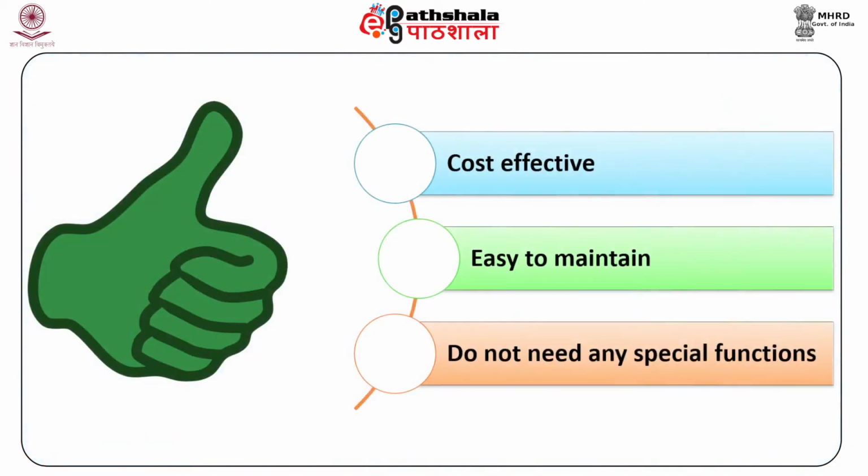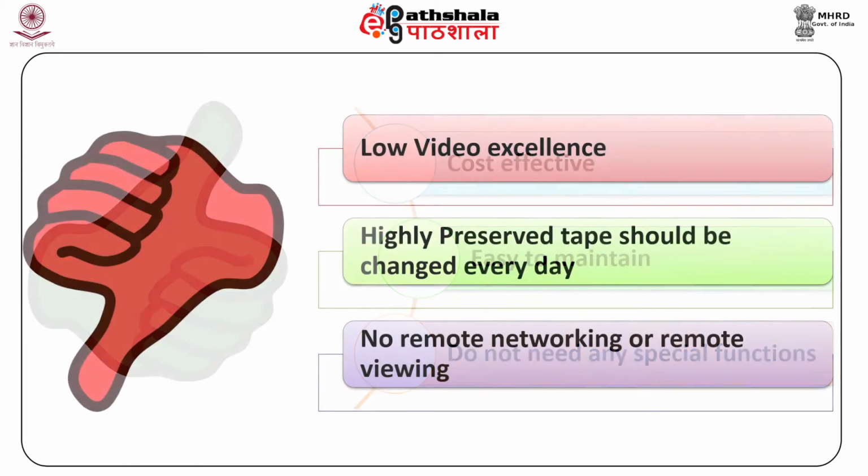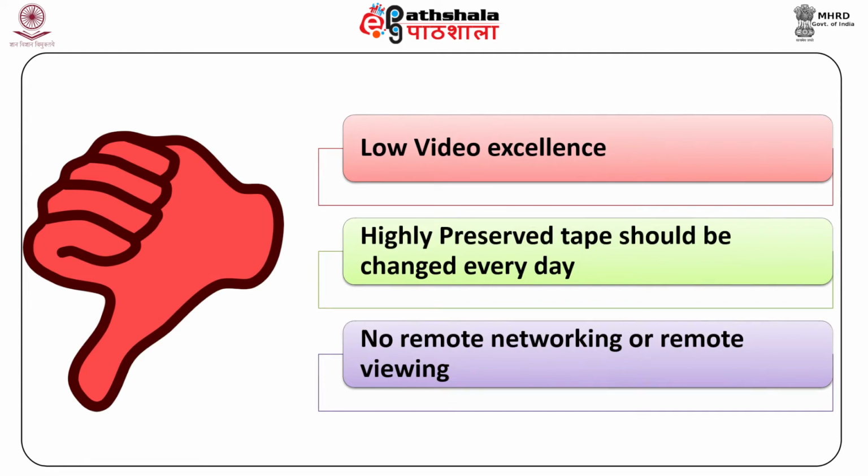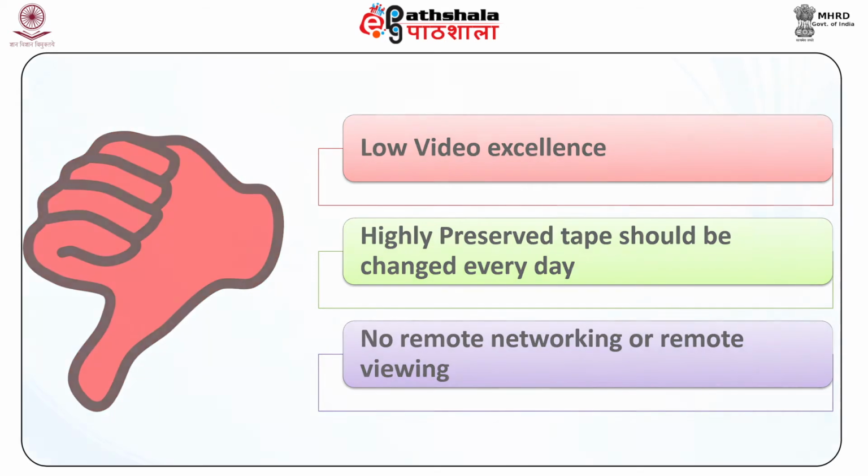The only way we can view more than one camera on a TV in a split screen mode is by using a multiplexer that will receive all the pictures from the cameras and split them on the monitor signal. Benefits and advantages: the system is very cost effective and easy to maintain. It does not need any special functions. Now the limitations: low video quality in respect to the digital systems. Highly maintained tape should be changed every day. The VCR CCTV system does not have the ability for remote networking or remote viewing.